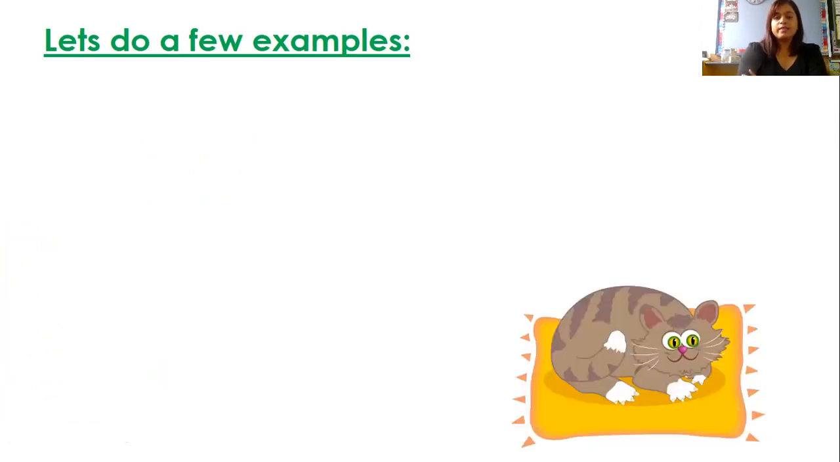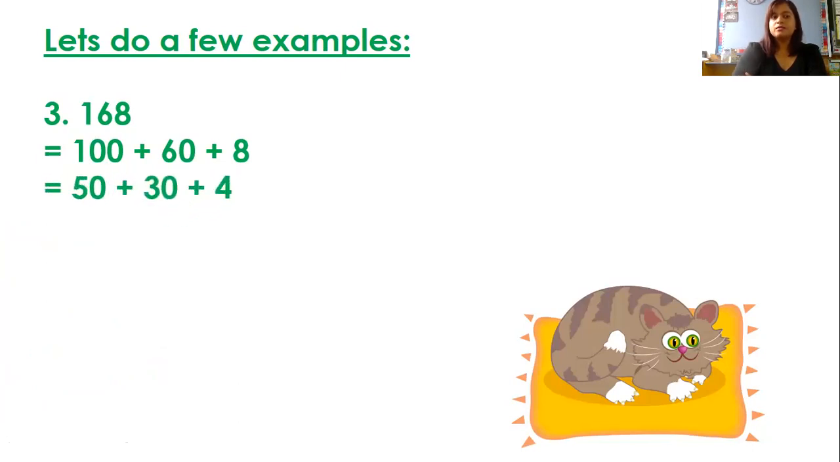Let's look at another example. Okay, number 3, 168. The first step here is to break it up. The next step would be to halve it. So half of 100 is 50. Half of 60 is 30. Half of 8 is 4. And then you're going to add it together. And you end up with 84.